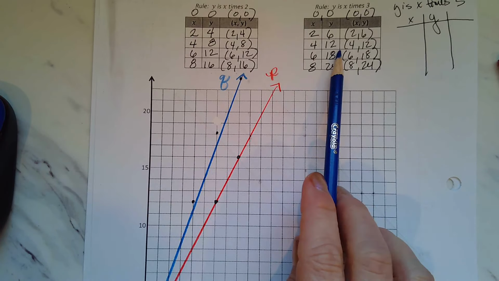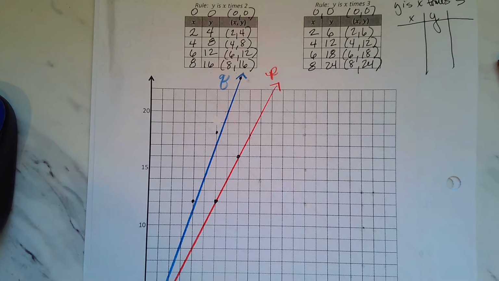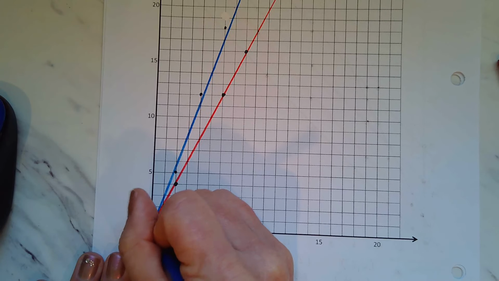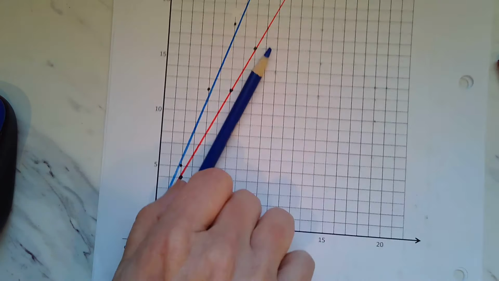One more time. They're both multiplication, and this is 2 times, and this is 3 times, right? Do lines P and Q intersect? At what location do they intersect? Yes, they intersect at the origin. They intersect at point 0, 0. Now, what do you notice about their steepness?